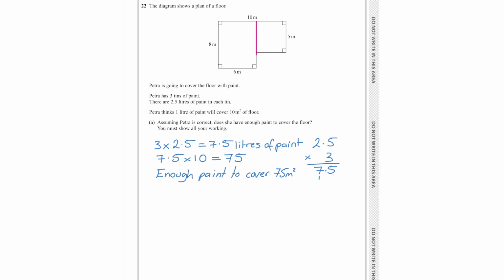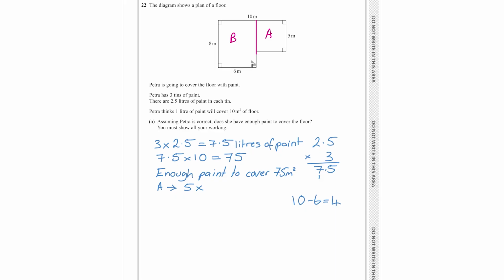Okay, so we've got two shapes. Let's say shape A and shape B. So shape A, 5 multiplied by, well, we've got 10 and 6, so we should do 10 minus 6. We should show that over here. 10 minus 6 equals 4. So shape A is 5 multiplied by 4. That's 20 meters squared. And then shape B, 8 multiplied by 6. That's 48 meters squared.